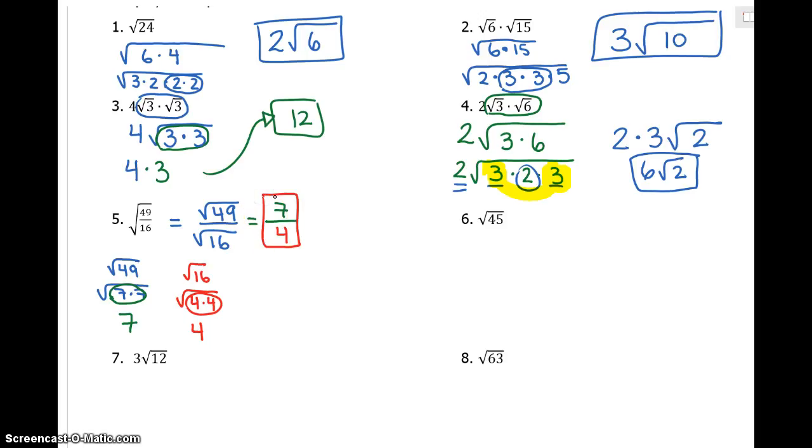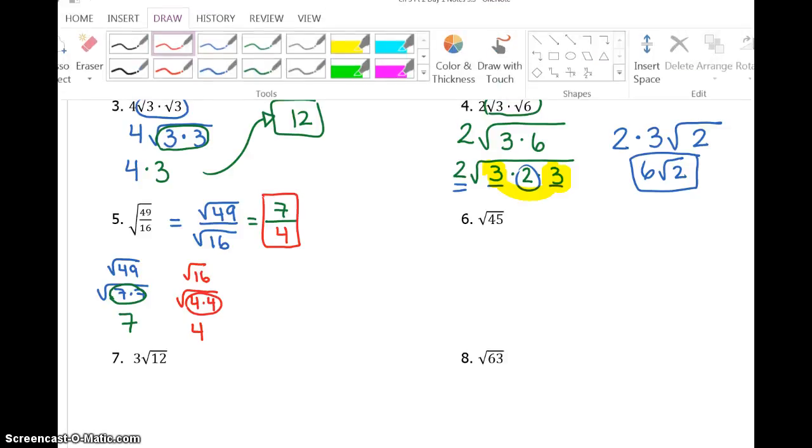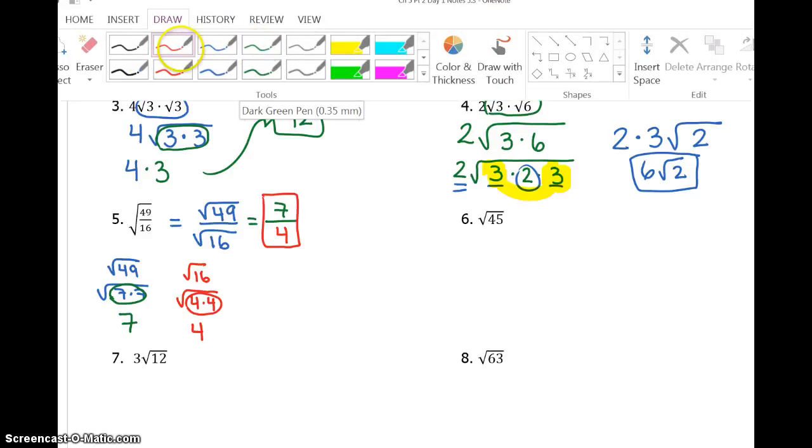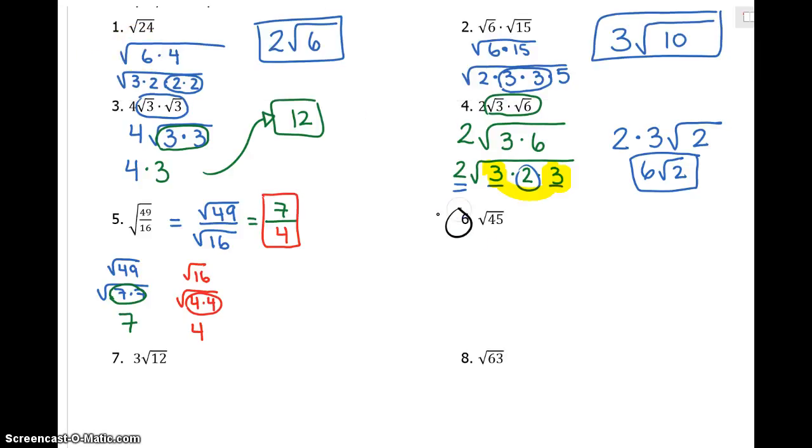All right, let's go ahead and now try number 6, 7, and 8. Go ahead and try that on your own, please. And once you are done, we will check those 3 problems in class.